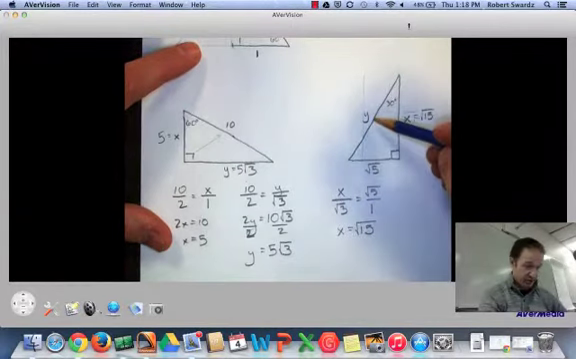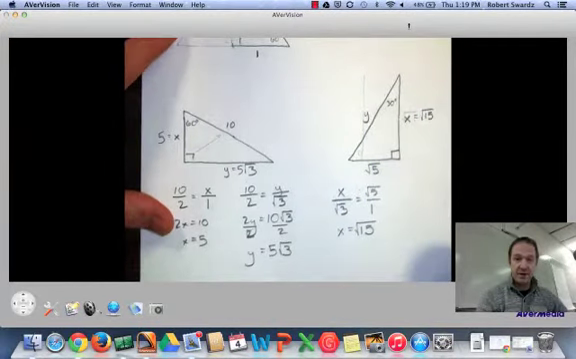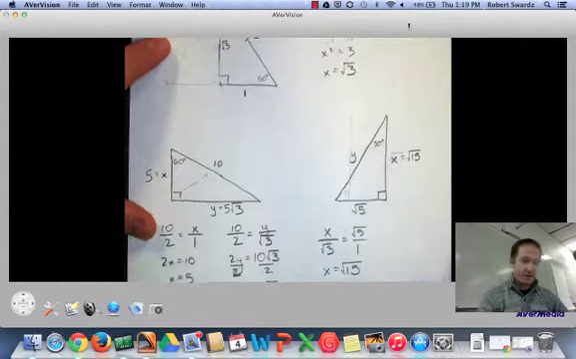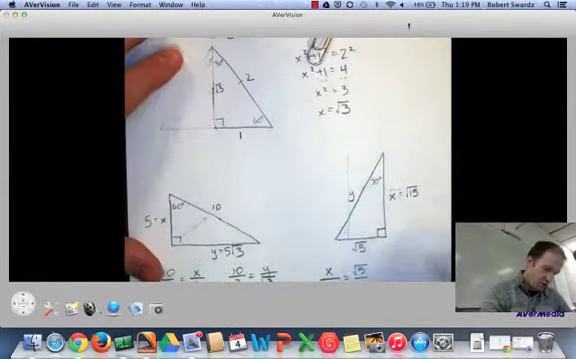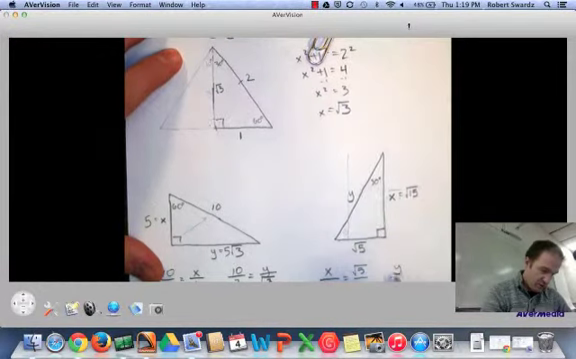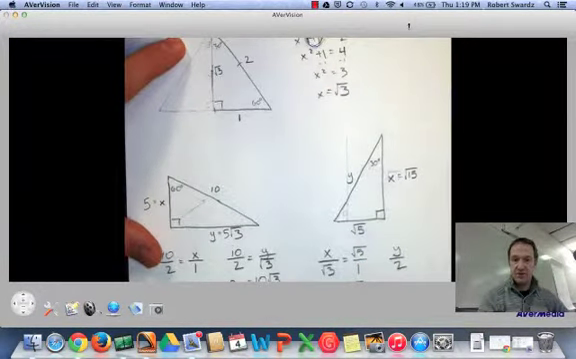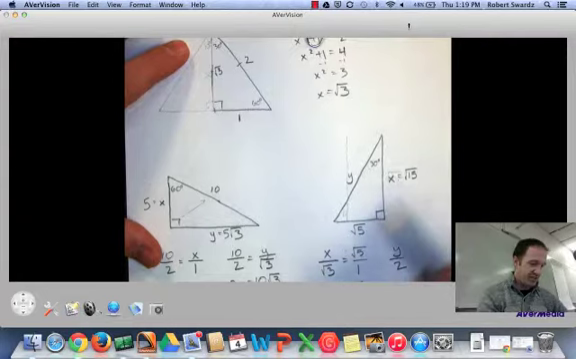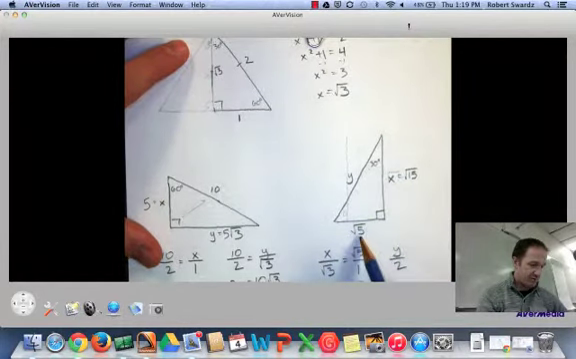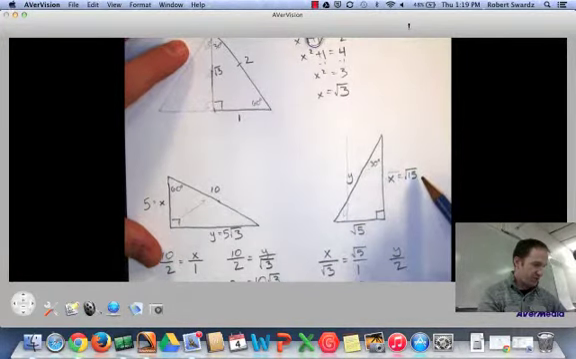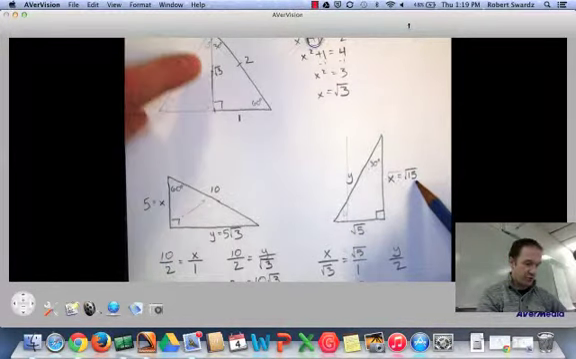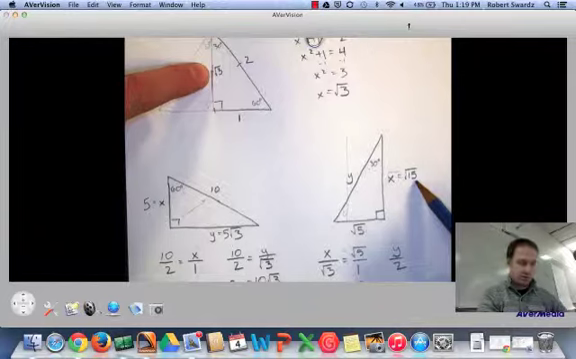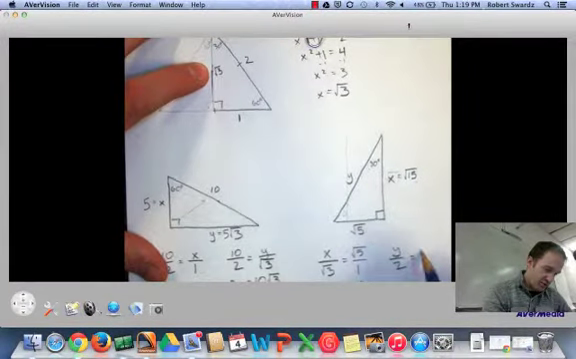Let's do a similar proportion to find y. Now, y is the hypotenuse. That goes with the 2. So we're going to go y over 2. I can use either of these two. It doesn't really matter. Let's use the root 15 just for the heck of it. So root 15 goes with root 3. So we're going to say equals root 15 over root 3.